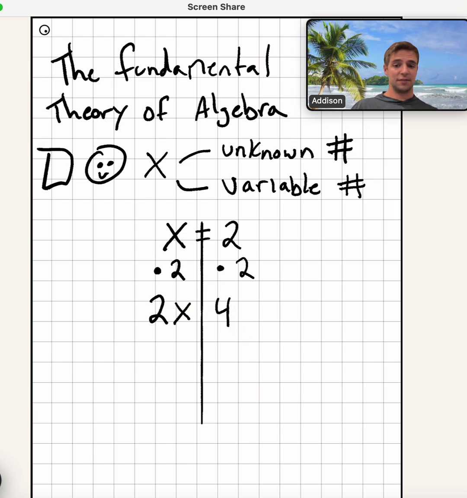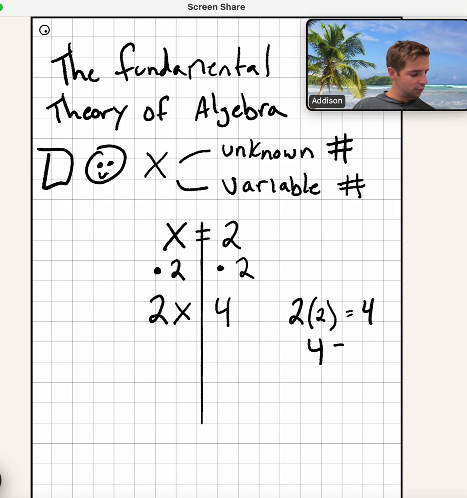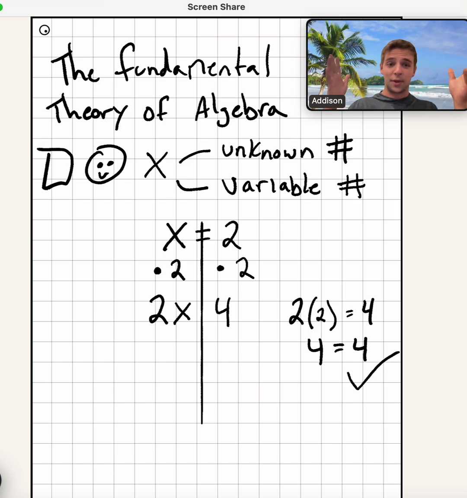Notice, let's experiment and see if this is true. Is this expression the same as the one that we started with? Well, if I were to replace x here with a 2, I would get 2 times 2 is equal to 4. And sure enough, 2 times 2 is 4, and 4 does equal 4. So we can see that this premise of doing something, in this case multiplying by 2, to both sides of the equation doesn't break the fundamental sense of the mathematical process here.